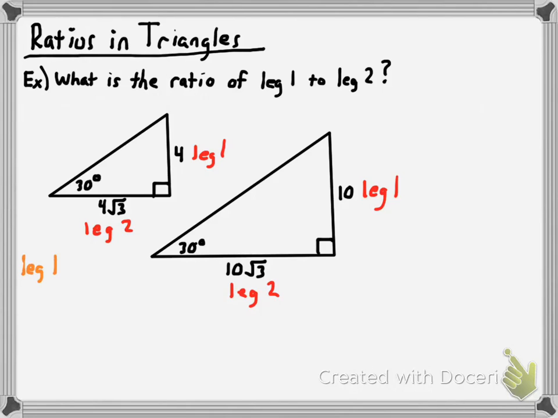Well, if we look in the first triangle, you can see the exact relationship that you're used to seeing with 30, 60, 90. So you can see that the longer leg is the square root of 3 times the length of the shorter leg. And happens to be the same case here. The longer leg is the square root of 3 times the length of the shorter leg. Now here's the ratio of leg 1 to leg 2 in the first triangle. You've got 4 over 4 square root of 3.